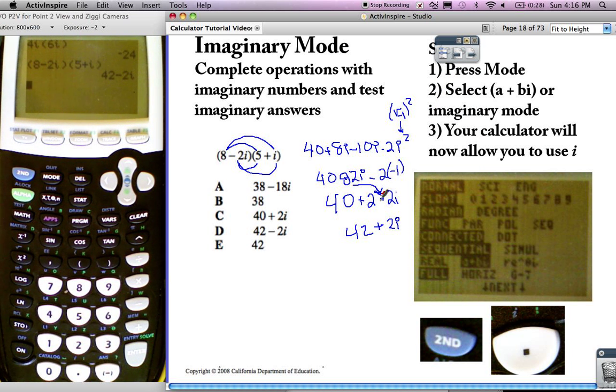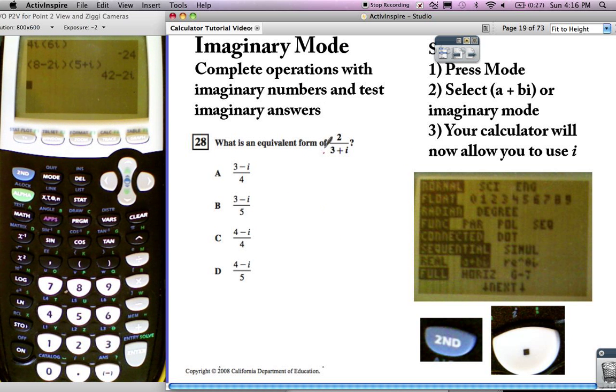All right, so it's -2i. Wow, this is handy. All right, let's keep going. What is an equivalent form?